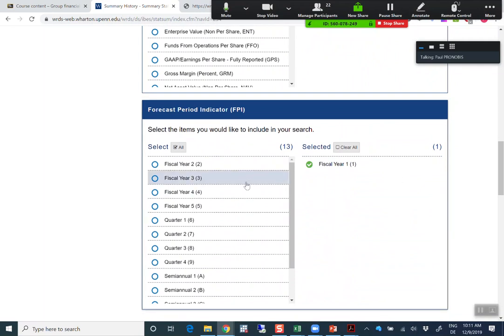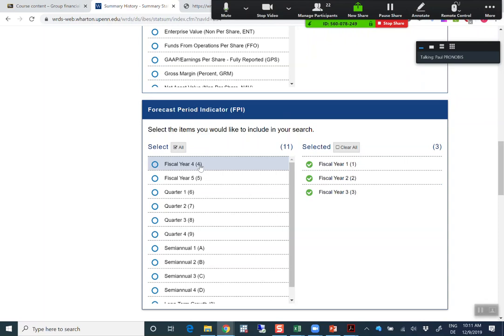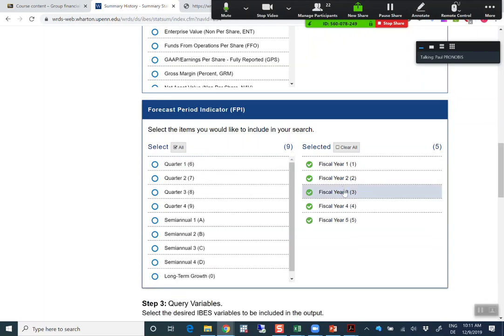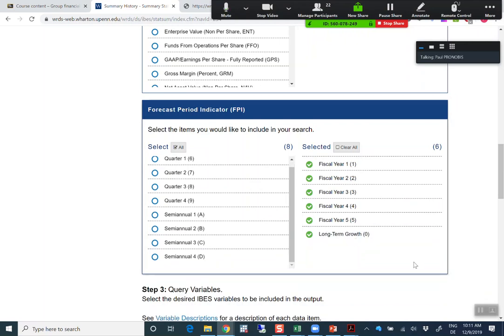And then we see the time horizon of the forecast. So fiscal year 1 would just download the forecast up to 1 year. Okay, fiscal year 2 would download the data of up to 2 years. So we can use fiscal year 1, 2, 3, 4, and 5. So all of these 5 years. And what we would also be interested in is the long-term growth rate. So what are the analysts assuming for the long-term growth rate of the company?